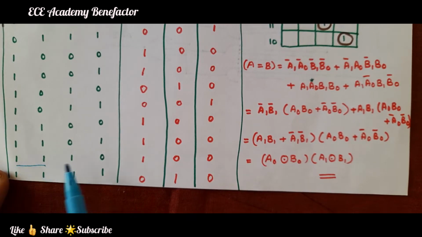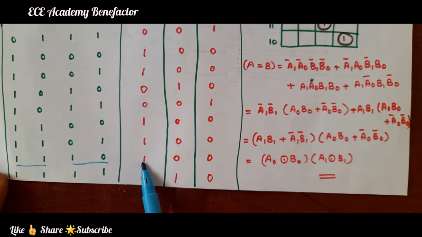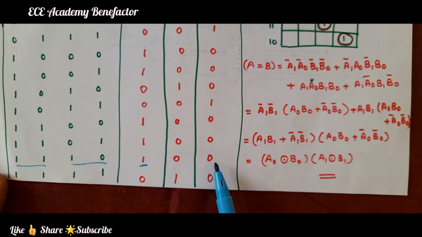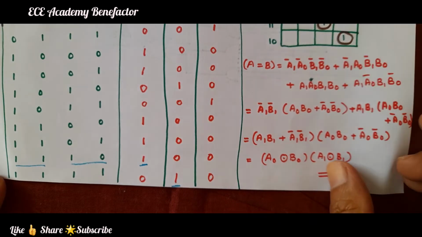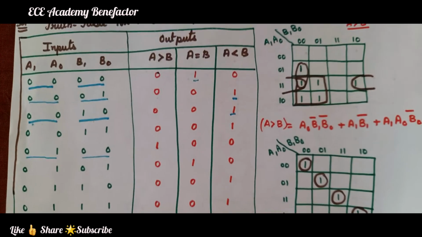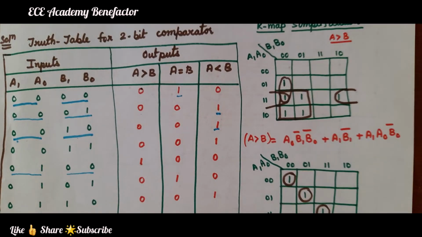Let us see the last two conditions. A is 1, 1 and B is 1, 0. A is 1, 1 means it is 3, and B is 1, 0 means 2. If you compare 3 and 2, 3 is greater. That means A is greater than B, so A greater than B is made 1 and the other two conditions are 0. Now, A is 1, 1 means 3, and B is 1, 1 is also 3. Both are equal. So, the middle one is made 1 and the other two are made 0. In this way we have to complete the truth table for the 2-bit comparator, comparing the two numbers A and B.